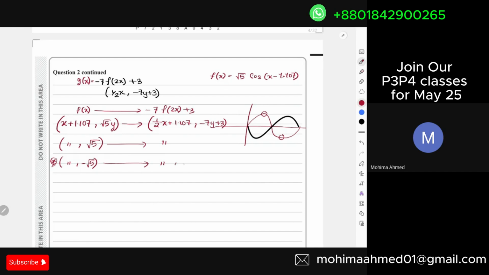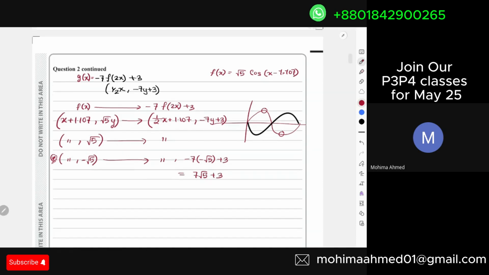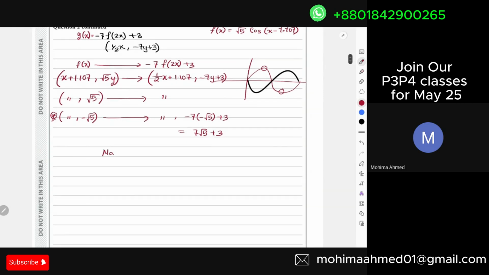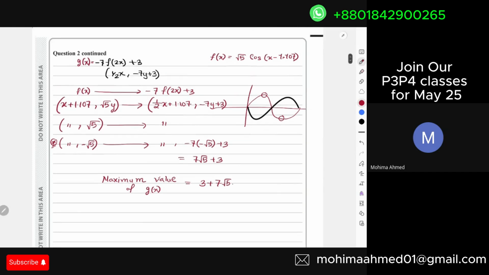But for the y coordinate, if I write -7 minus root 5 plus 3, that leaves you with 7 root 5 plus 3. So all these workings, you don't have to write. You just have to write that the maximum value of g(x) is just 3 plus 7 root 5, right? Writing this much is enough. Other than this, nothing else has to be written.